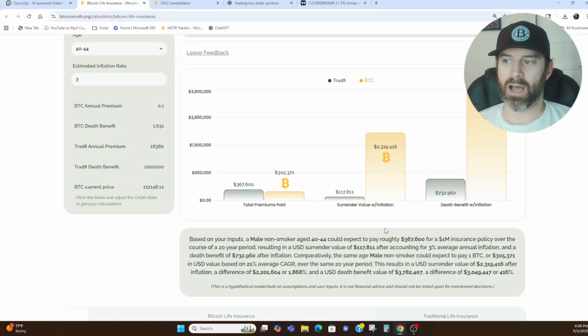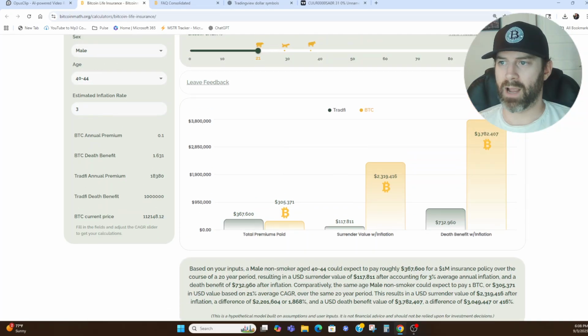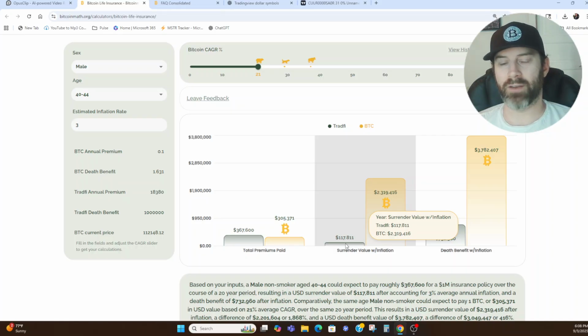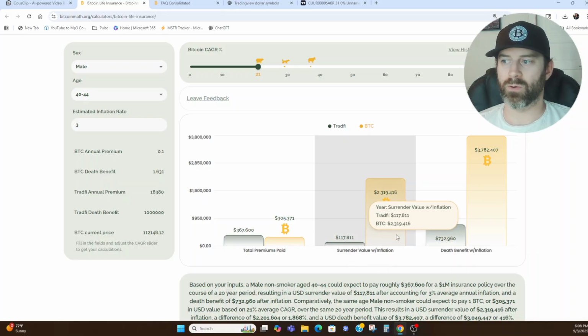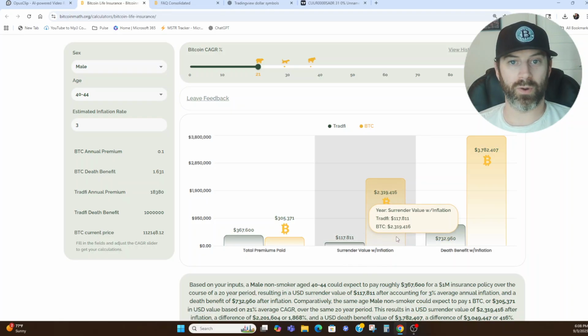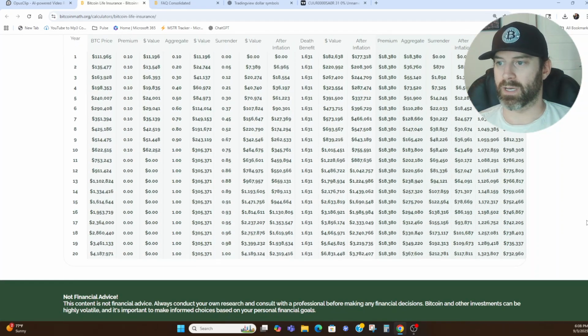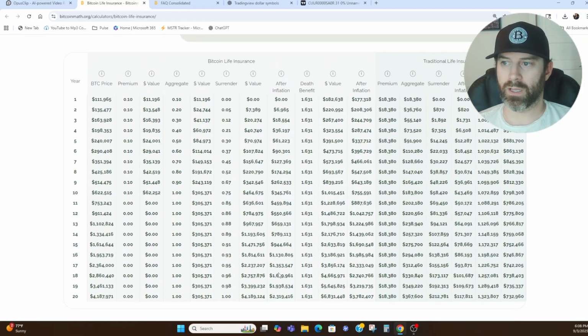Now, if we look over at the surrender value, right? Let's say after 20 years, the insured is still going strong and healthier than ever, then you say, look, I'm going to cash in the value of this policy. Great. Well, it's estimated that the TradFi policy will carry a value of roughly $118,000 in surrender value, whereas your Bitcoin surrender value will be worth roughly $2.3 million. Well, how is that possible? Well, because in year 20, your surrender value is actually one whole Bitcoin.